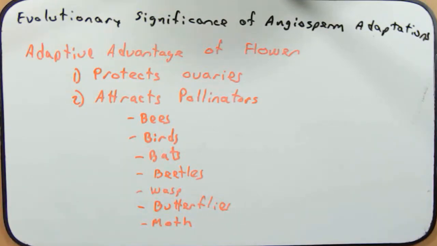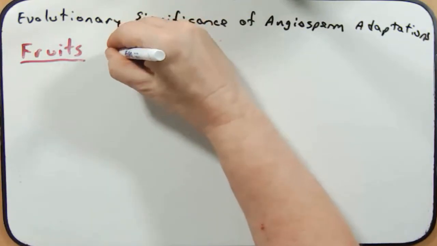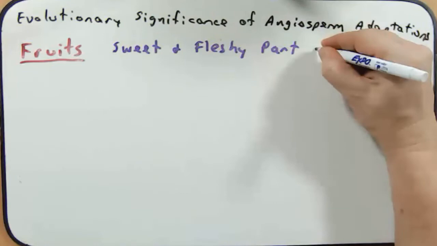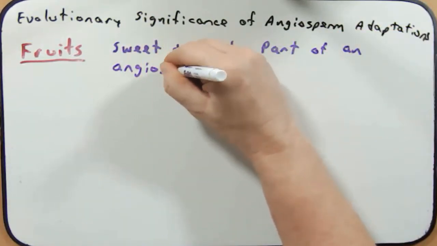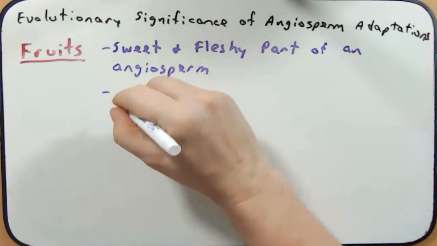But let's move on to the fruits. So let's begin with a definition and description of fruits. So fruits are the sweet and fleshy part of an angiosperm. It protects the seed inside it.